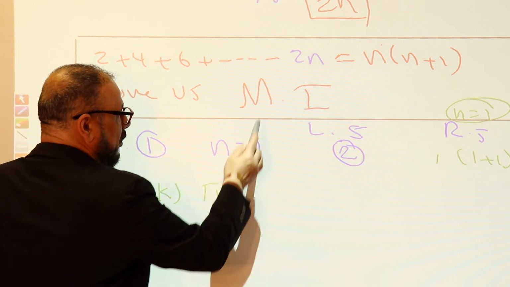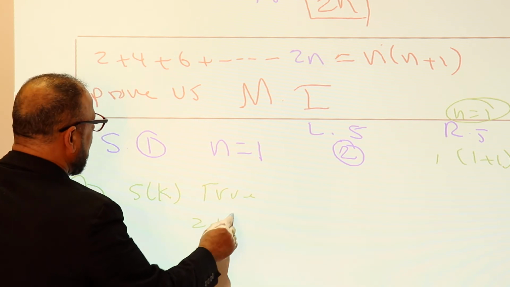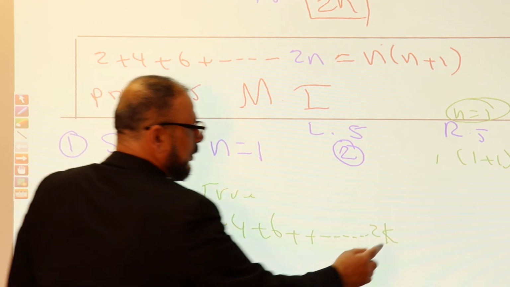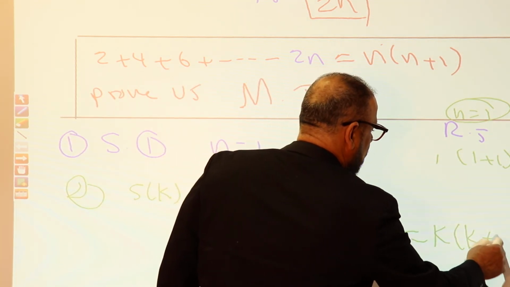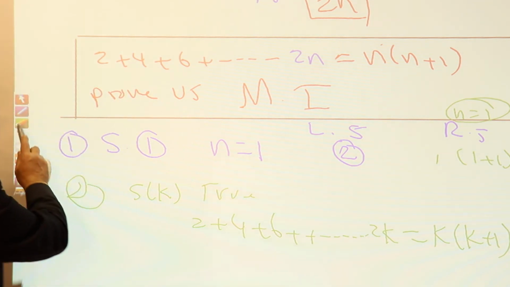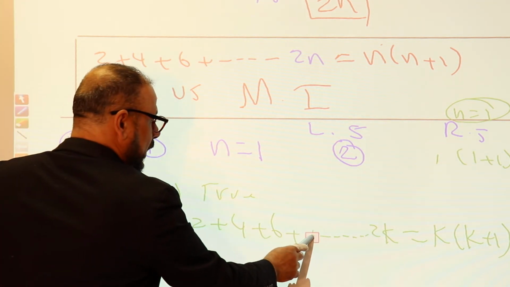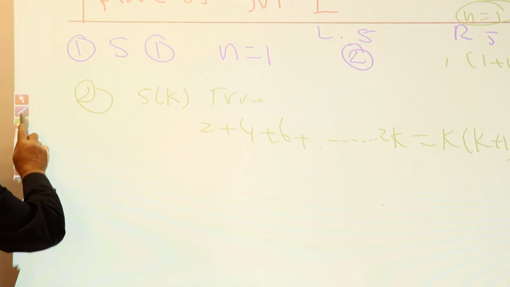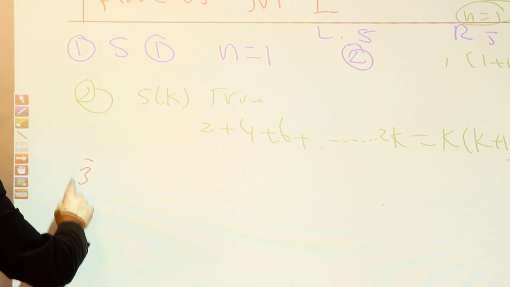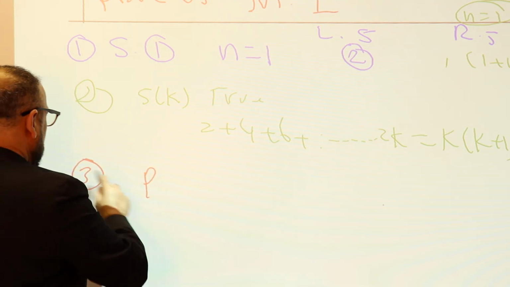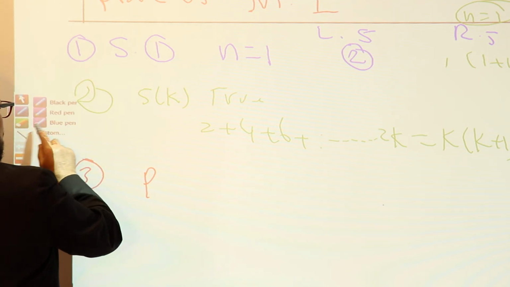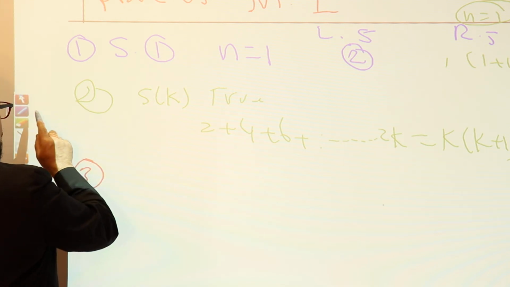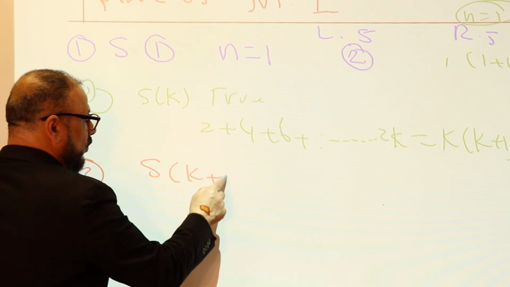Which is true. If you change n to k, 2k, k plus 1. Okay. Last step, which is the one we want to prove. It's good for S of k plus 1. The sum is good for S of k plus 1, which is one term more.